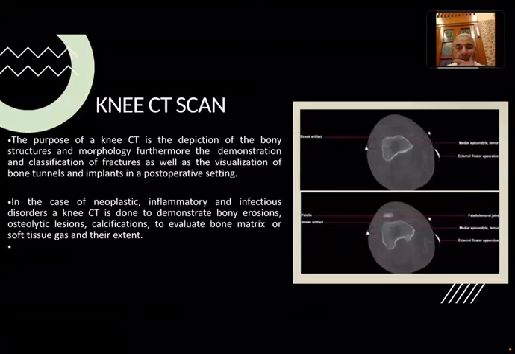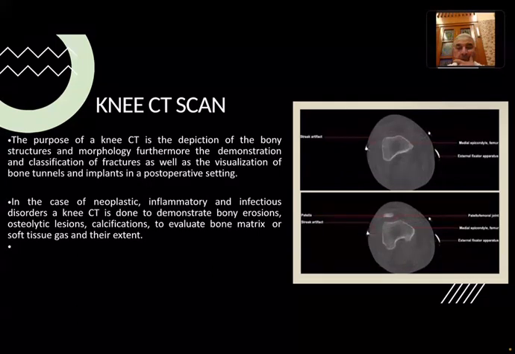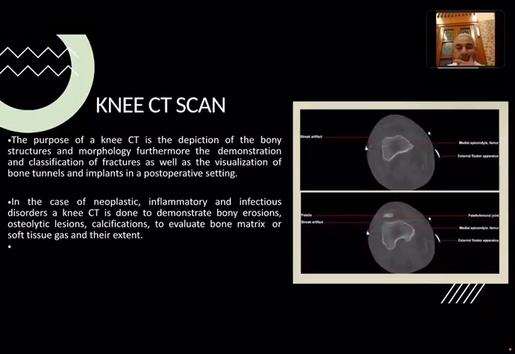Knee CT scan. The purpose of knee CT scan is the depiction of bony structure and morphology. Furthermore, the demonstration and classification of fractures, as well as the visualization of bony tunnels and implants in the post-operative setting. In the case of neoplastic, inflammatory, or infectious disorders, a knee CT is done to demonstrate bony erosion, osteolytic lesions, calcification, and to evaluate the bone matrix or soft tissue gas and their extent.